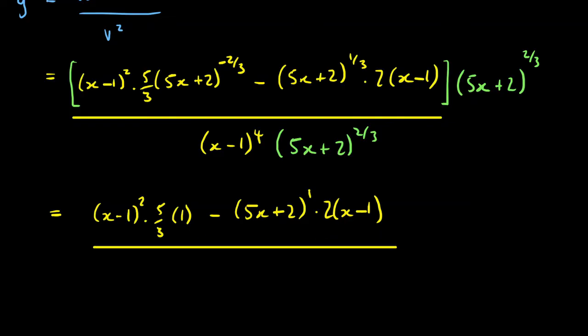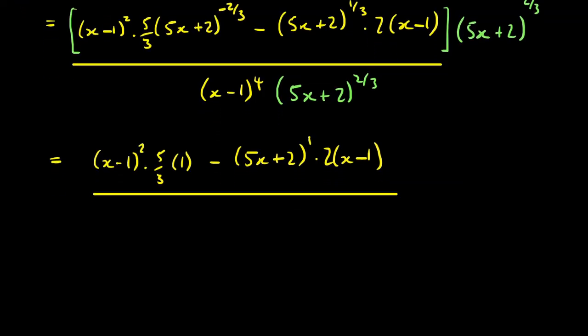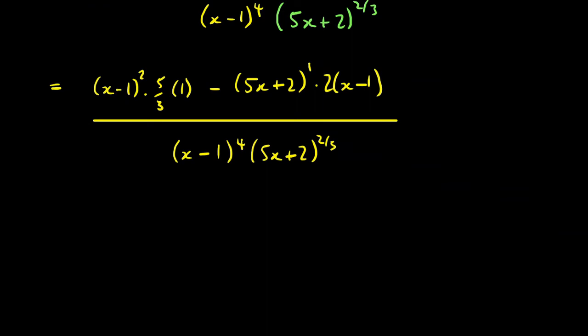So here we're going to get, on the bottom, x minus 1 to the power of 4, times 5x plus 2 to the power of 2/3. And now I'm going to try to simplify a little bit. The first thing I'm going to do is factorize out this x minus 1. I think probably the easiest way to do that is actually just to straight cancel. So I'm going to divide through by x minus 1 on the top. So that disappears, and that becomes a 3.